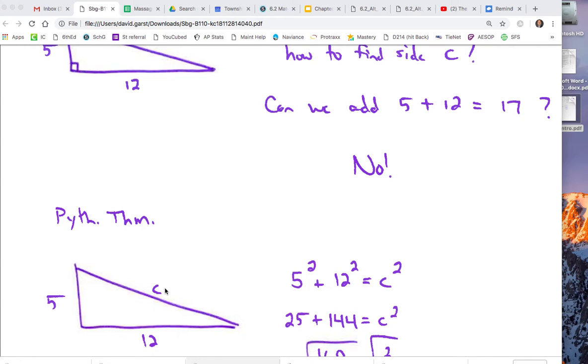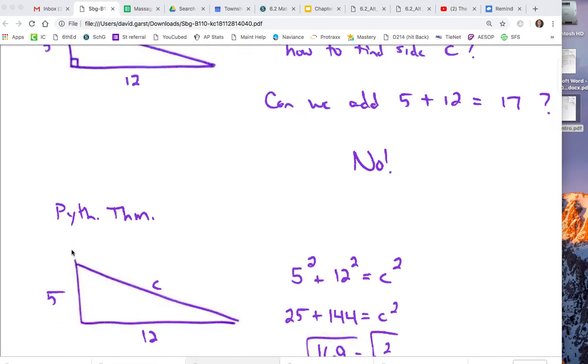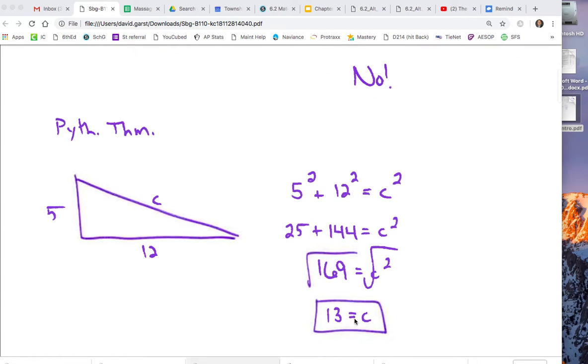And later in this lesson, variance is going to work in the same way, where we can't add standard deviations, but we can add variances. Just like here in the triangle, we can't add the sides, but we can add the squares of the sides. And then in the end, take the square root to find out that this side is 13. We'll get back to this in just a minute.